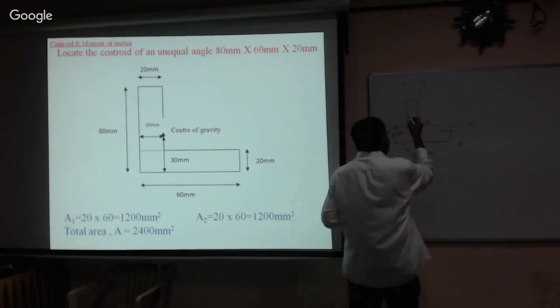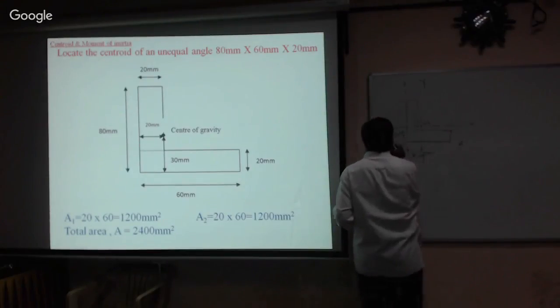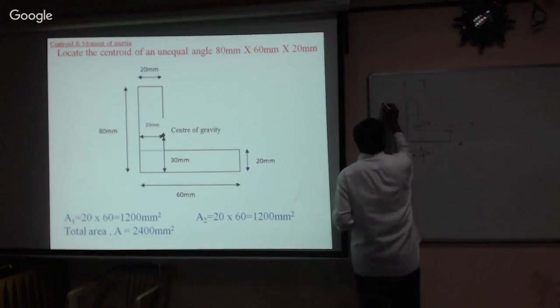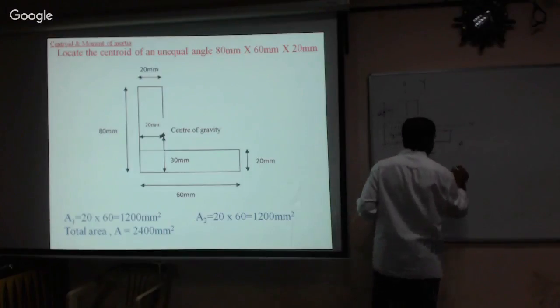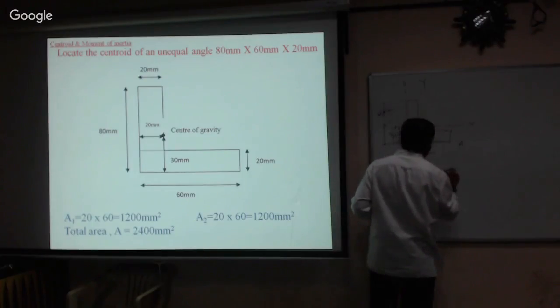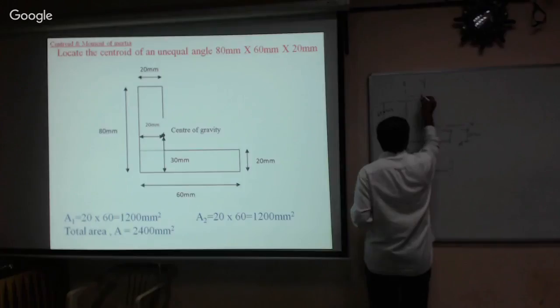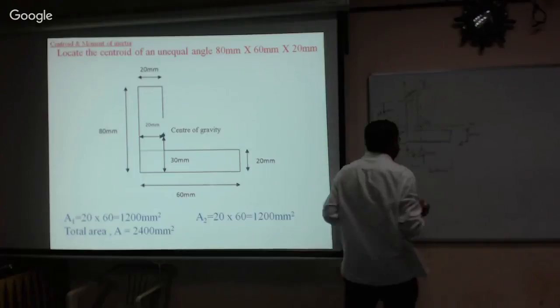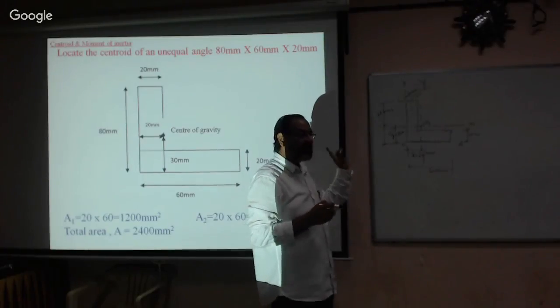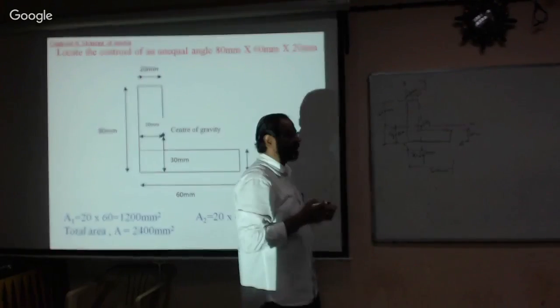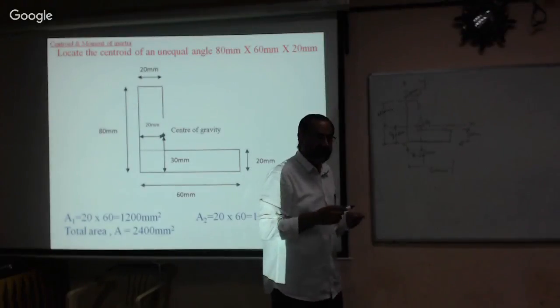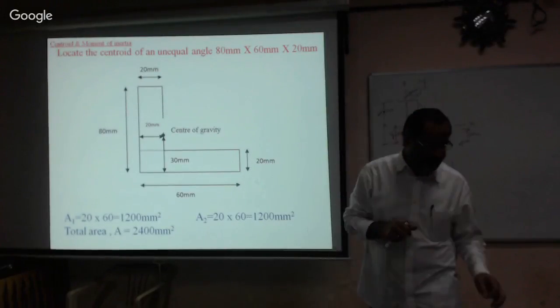Now see, this is the overall dimension, 60 millimeter and 60 millimeter, and the thickness is 20. An angle section is always mentioned in this fashion. This 20 millimeter, 20 millimeter. That is the end of the story of this problem. Normally it will be asked in the examination for 5 or 7 marks. Usually they will ask.